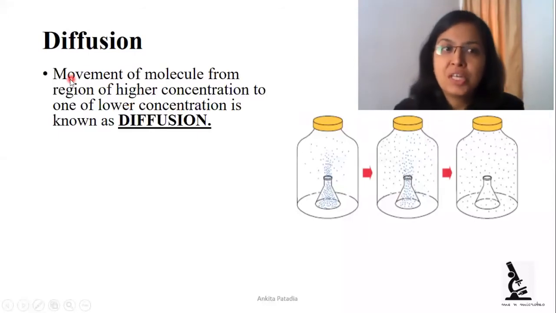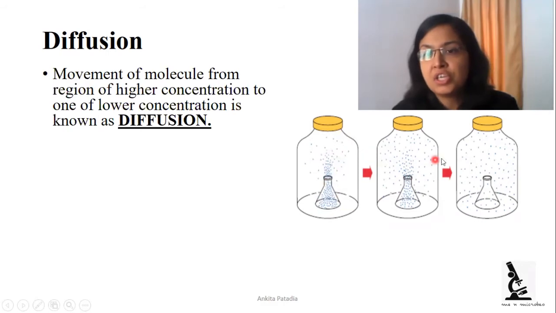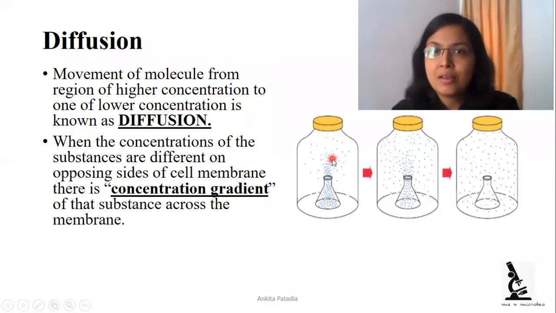Diffusion means movement of molecules from a region of higher concentration towards a region of lower concentration. The molecules are in high concentration in the area of the flask and they are moving towards the lower concentration, meaning the area of the jar. Movement of these molecules from higher concentration towards lower concentration is called diffusion.